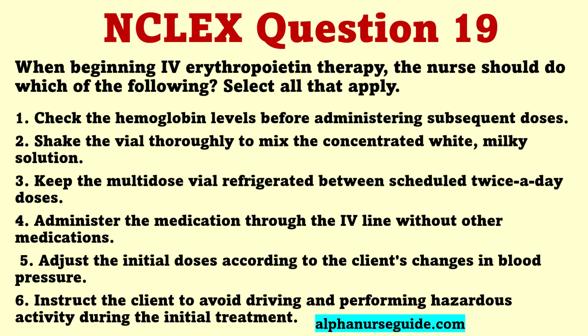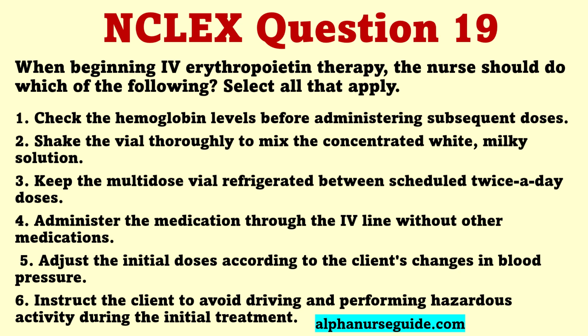The correct answers are 4, 5, and 6. Erythropoietin is administered to decrease the need for blood transfusions by stimulating red blood cell production. The medication should be administered through the IV line without other medications to avoid a reaction. The hematocrit, a simple measurement of the percentage of RBCs in the total blood volume, is used to monitor this therapy. When initiating IV erythropoietin therapy, the nurse should monitor the hematocrit level so that it rises no more than 4 points in any 2-week period.